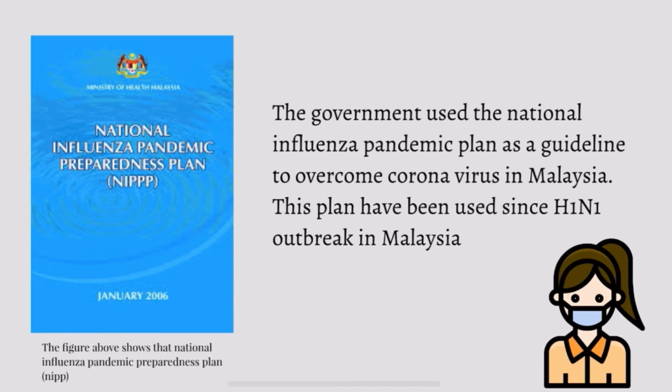The government used the National Influenza Pandemic Plan as a guideline to overcome coronavirus in Malaysia. This plan has been used since the H1N1 outbreak in Malaysia. One of the major objectives of this plan is to reduce the opportunities for human infections with the virus.